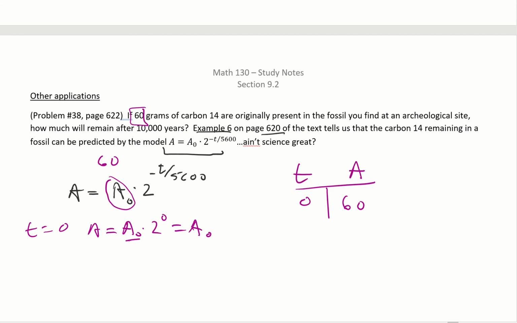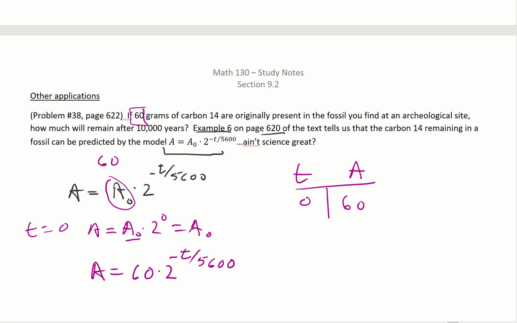So when they tell us that the initial amount is 60 grams, we say, oh, I'm looking at a formula that looks like this. Okay, just grabbing it from the book and goofing around with it. And like I said, you can watch them and watch their example as well. Okay, so now the question is, how much is left after 10,000 years?